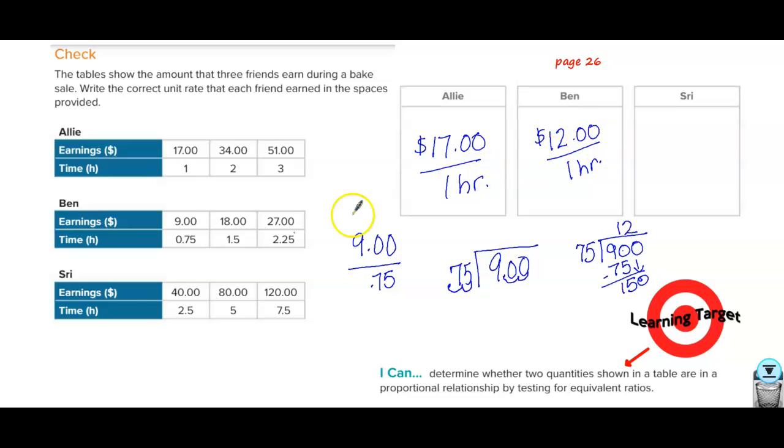Okay. And then we would go down here to 3, and we would do $40 divided by 2.5. And like I said, I'm not going to bore you with that. This isn't a how-to-do-long-division video. And that one is 16. Okay. So 3 is making $16 for every 1 hour. This is the constant of proportionality for 3. This is the constant of proportionality for Ben. And this is the constant of proportionality for Allie.